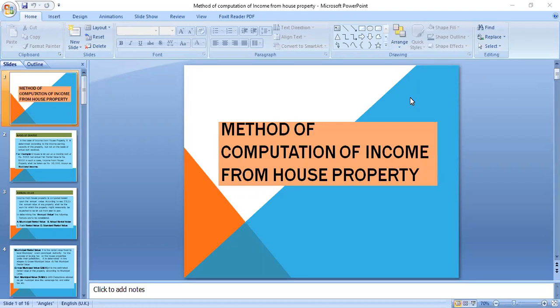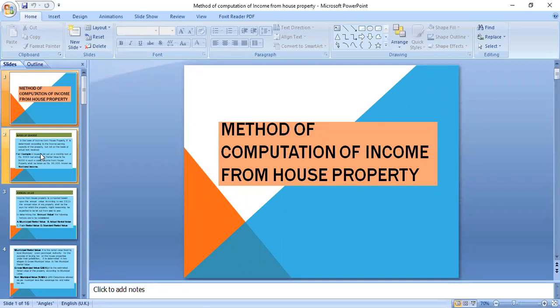Yeah, good afternoon. In today's class, we are going to discuss the method of computation of income from house property. Yesterday we saw the meaning of income from house property. When we say income from house property, any income received either in the form of rent from letting out, or the profit we receive by selling the house, those two things are considered income from house property.